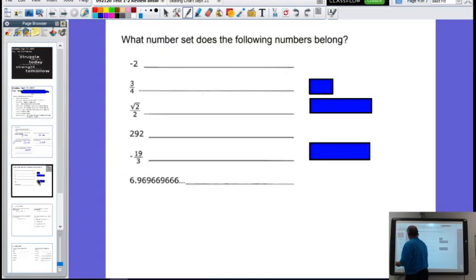Okay. Now, what number sets do these numbers belong to? Okay, so I gave you a -2.